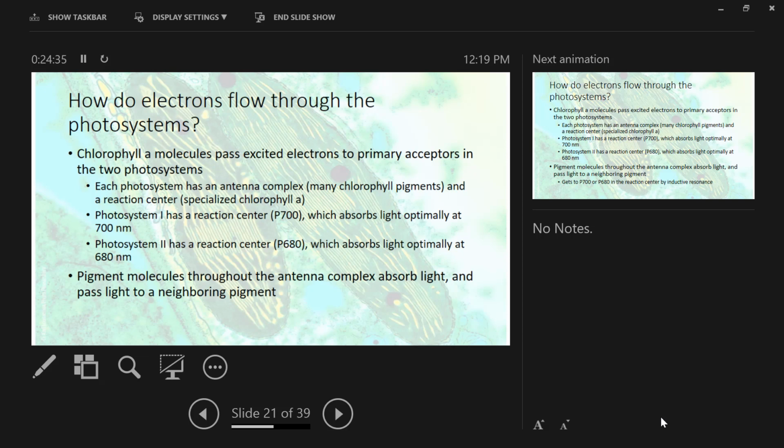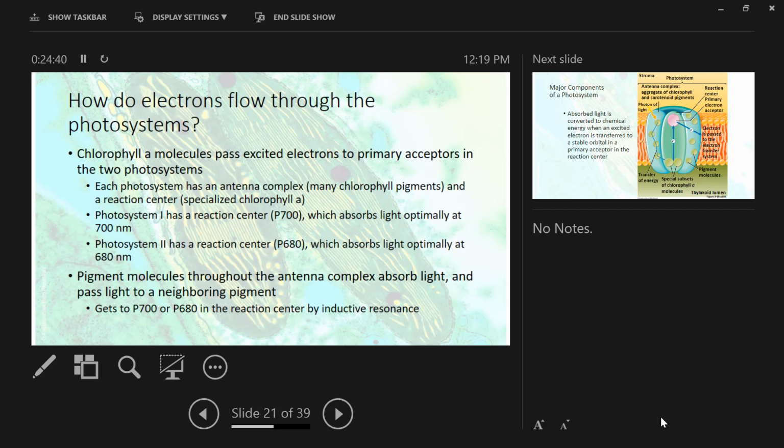So pigment molecules throughout the antenna complexes, we've already mentioned this, absorb light and then pass the light along until it gets to the right wavelength in the reaction center, which is 700 nanometers in photosystem 1, 680 nanometers in photosystem 2. We call this process inductive resonance, where all these chlorophylls, if they absorb light that is not 700, will pass it to a neighboring molecule, and eventually it'll drop in energy enough to get to that right amount of energy, which happens at 700 nanometers for photosystem 1, 680 nanometers for photosystem 2.